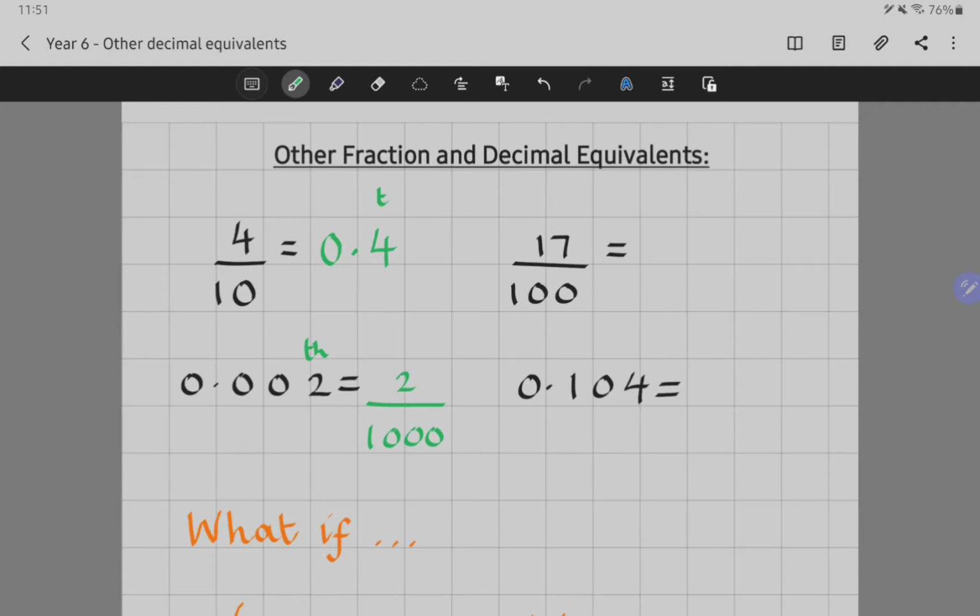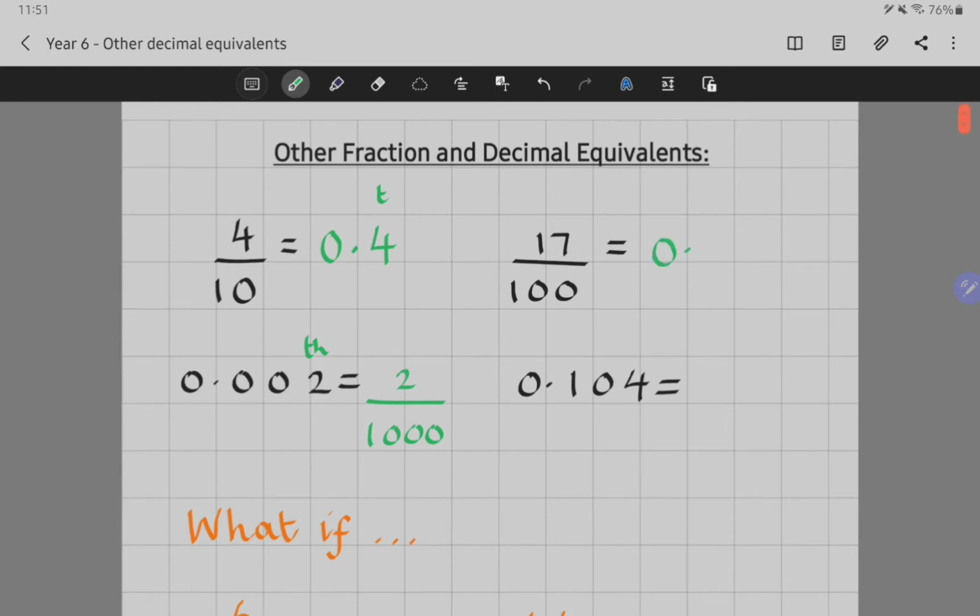So 17 hundredths, think about its place value, and then 0.104. What do you reckon? So 17 hundredths, again, I've got no ones. But I can't have 17 in my hundredths column, so I'm going to put my 7 in my hundredths column and move the 1 into the tenths column. 0.17. This is my tenths and this is my hundredths column.